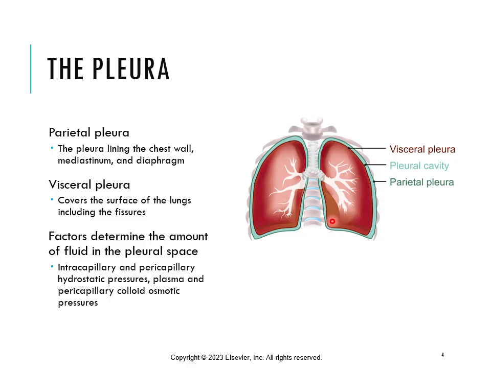So again, it covers the diaphragm, mediastinum, and the chest wall. Visceral pleura is just what it sounds like. It covers the viscera of the lung, or the surface of the lung, including all of the fissures.